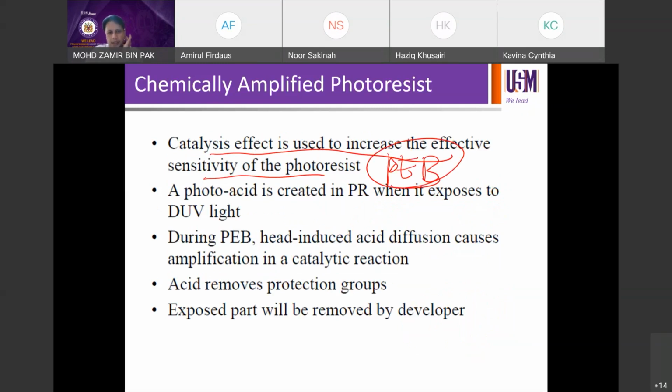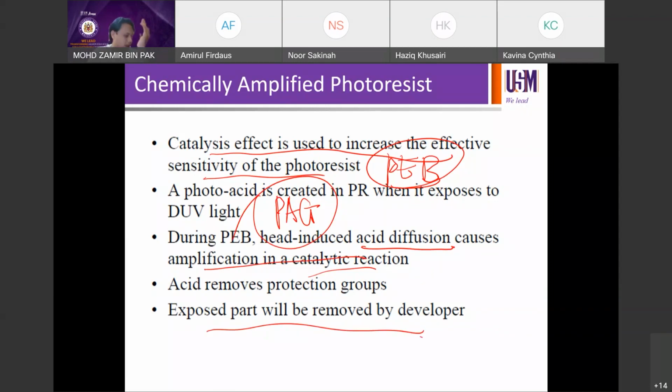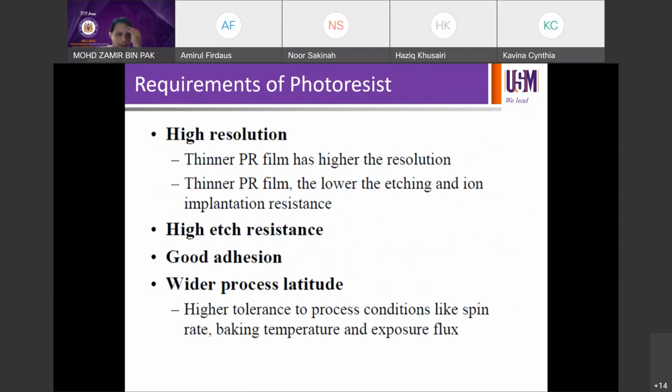Okay, a photoactive acid generator is created in the PR when it is exposed to the DUV light. We call that PAG, photoactive acid generator. There are some details. During the PEB, heat-induced acid diffusion, the acid diffusion causes amplification in the catalytic reaction. The acid removes the protection group, the exposed part will eventually be removed, but it will ensure the quality of the patterns that we print after the DUV process.